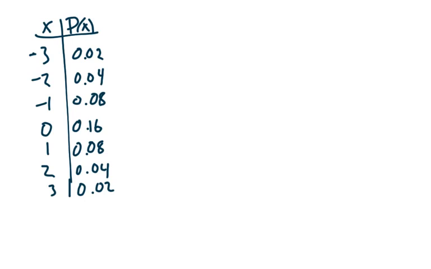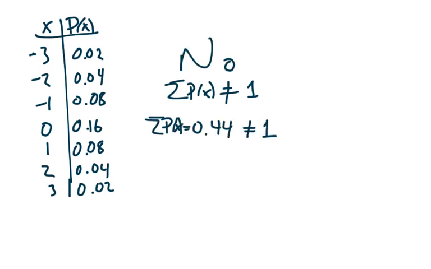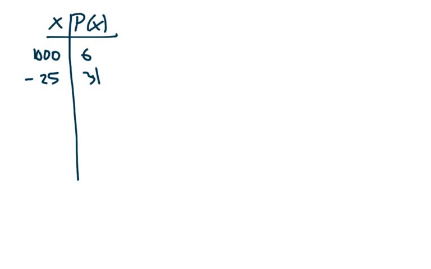How about this one? Again, these are all satisfactory individually, but as a group, the second property is violated again because you're not going to add up to 1. The sum of these probabilities is going to be 0.44. So that's a big no. How about this one?